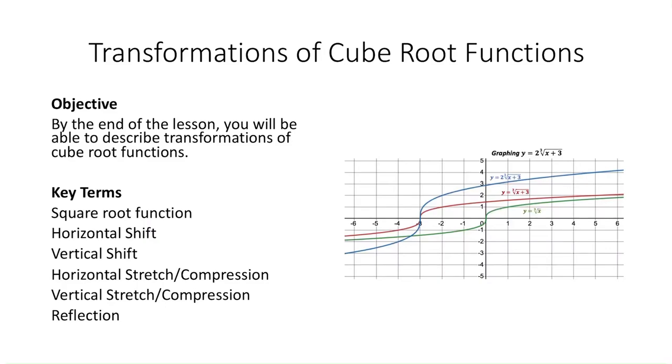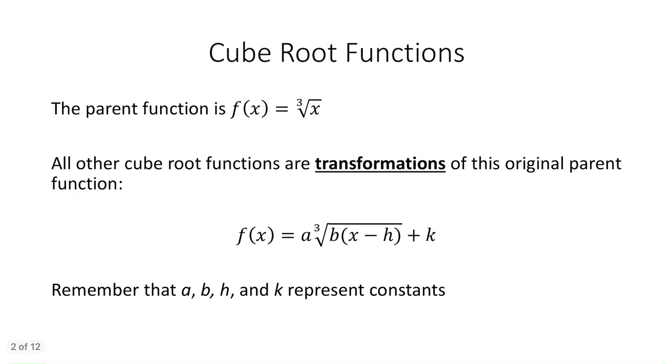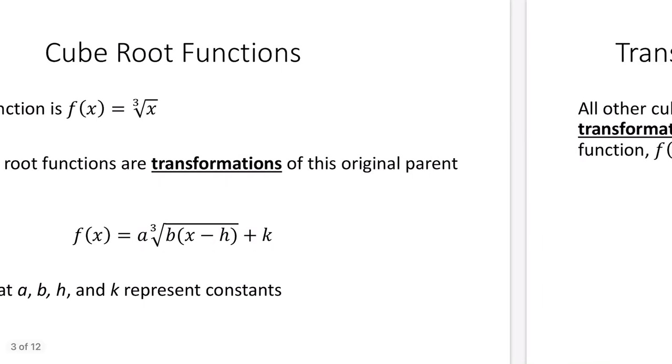So in this video, we're going to talk about how to describe transformations of cube root functions. The parent function of all cube root functions is f of x equals the cube root of x. And then every other cube root function will be a transformation of this original parent function. We can have values of a, b, h, and k added in, and those are all constants.